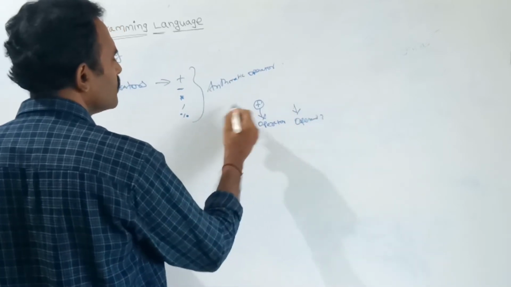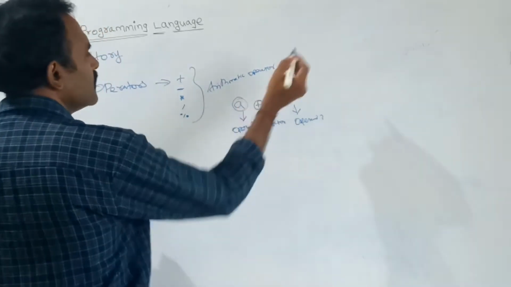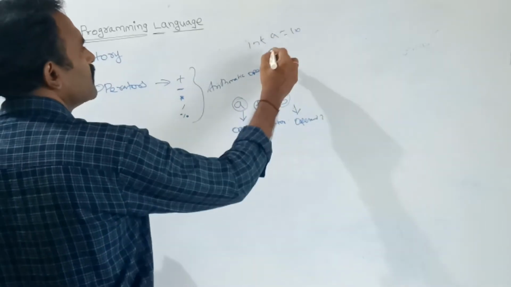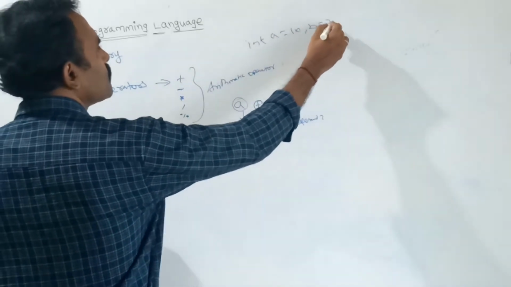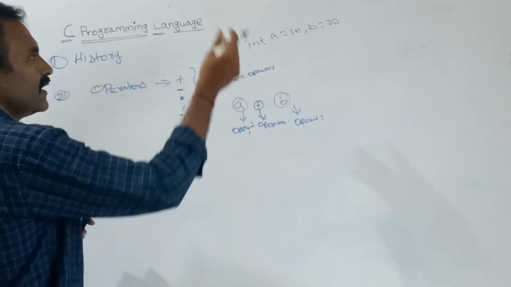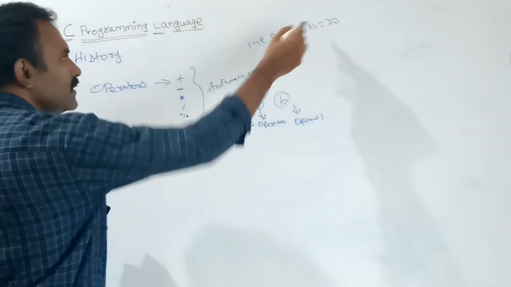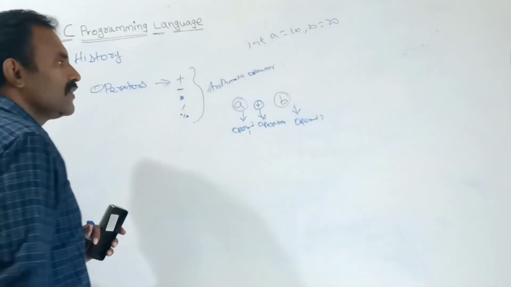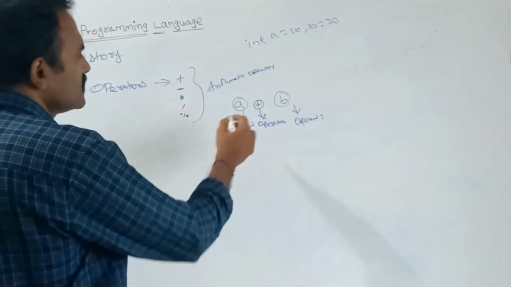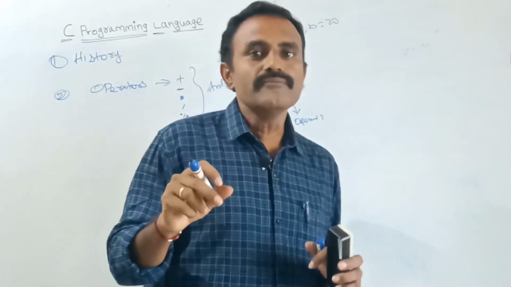Suppose A and B are there. I am declaring variables: integer A is equal to 10 and B is equal to 20. Suppose I need to add these two numbers, means with the help of this operator I am going to add the operand A with the operand B. Operand is nothing but a variable or values. It can be values. A variable is nothing but it holds some values.